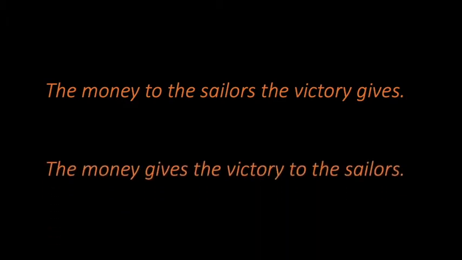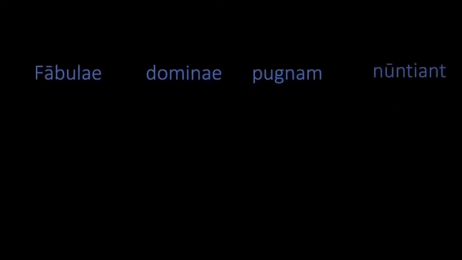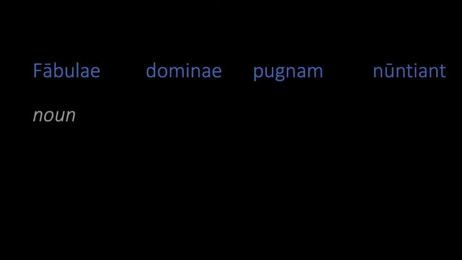Now for our next example. "Fabulae dominae pugnam nuntiant." Let's identify the forms. Fabulae is a noun. It has that -ae ending that now has three possible interpretations. In the previous lesson, we learned that it could be nominative plural or genitive singular. In this lesson, we learned that it could also be dative singular. We will leave the case and number blank until we can gather some more information from the context.